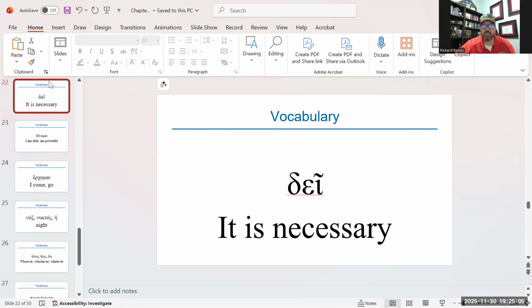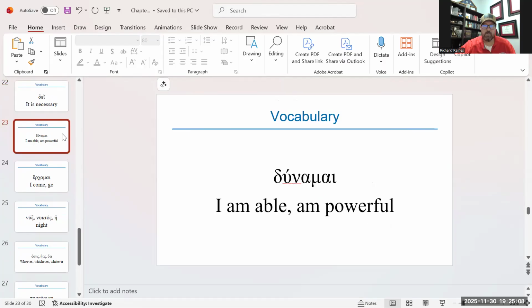Dei, it is necessary. Dunamai, I am able, I am powerful. There's a Greek noun, dunamis, which means power. "And you shall receive power after the Holy Spirit has come upon you, and you will be my witnesses." Dunamis. And this is horrible exegesis. This is really eisegesis is what this is. But we get the word dynamite from dunamis, which means power.